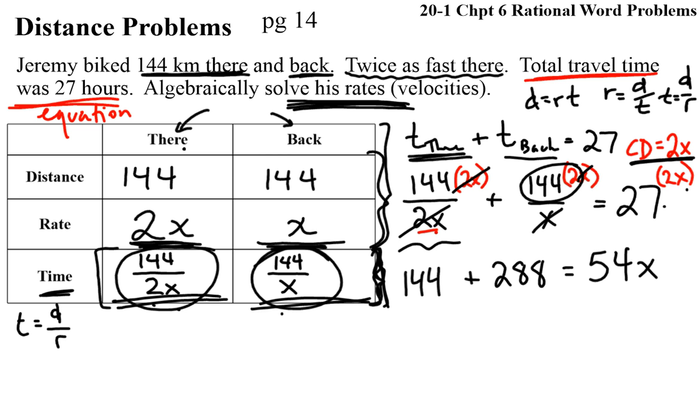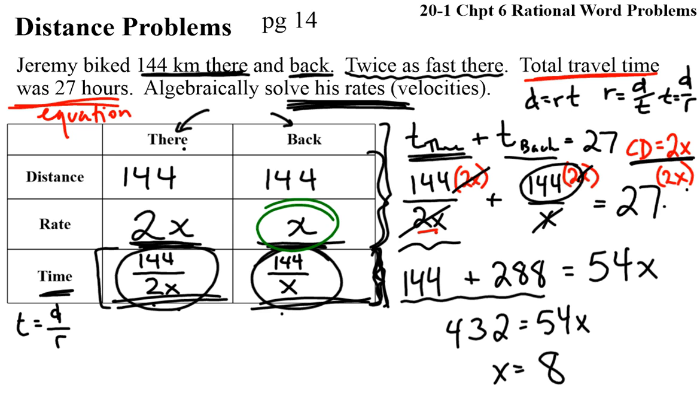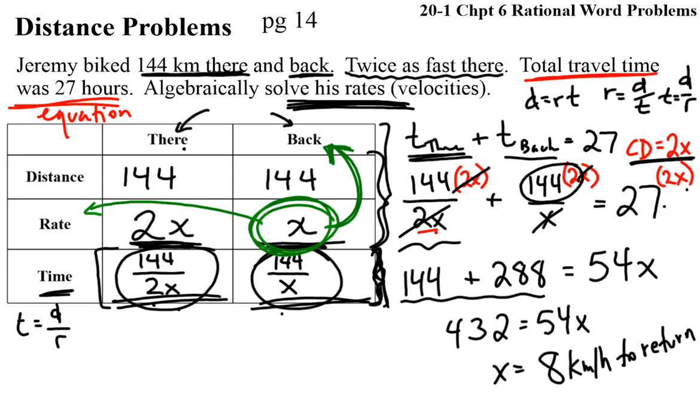So what are we left with? Combine the like terms. Here, what do we got? 2, carry the 1, 12, 3, carry the 1. 432 equals 54x. Divide, and we get x equal to 8. So when I have x equal to 8, what does that tell me? Well, I need to go back to my chart. What did x represent? X represents the rate coming back from the trip. So we know 8 is kilometers per hour to return. There's what we're looking at.